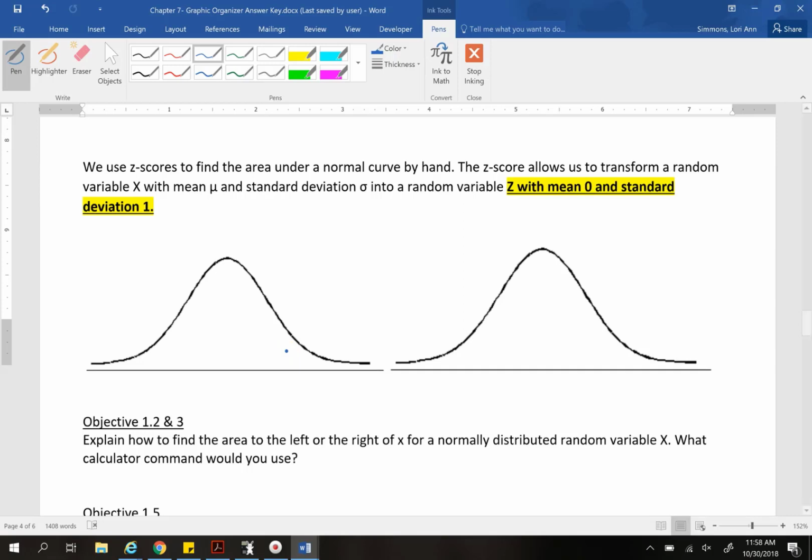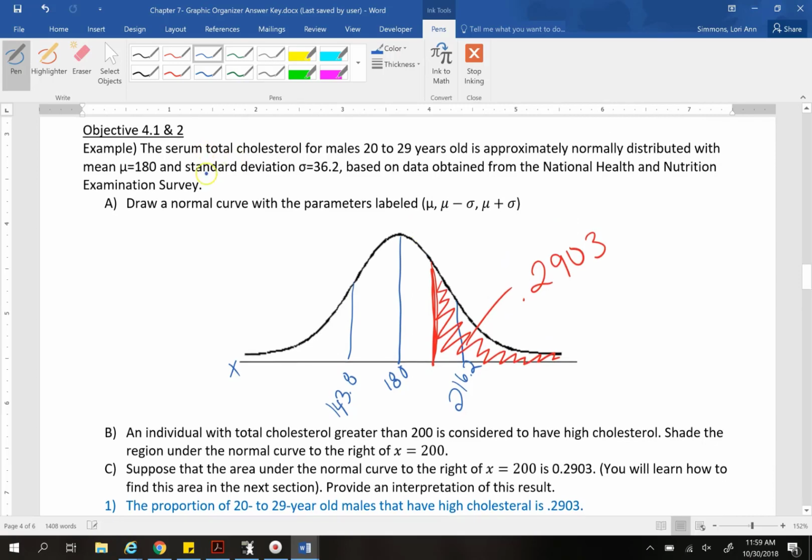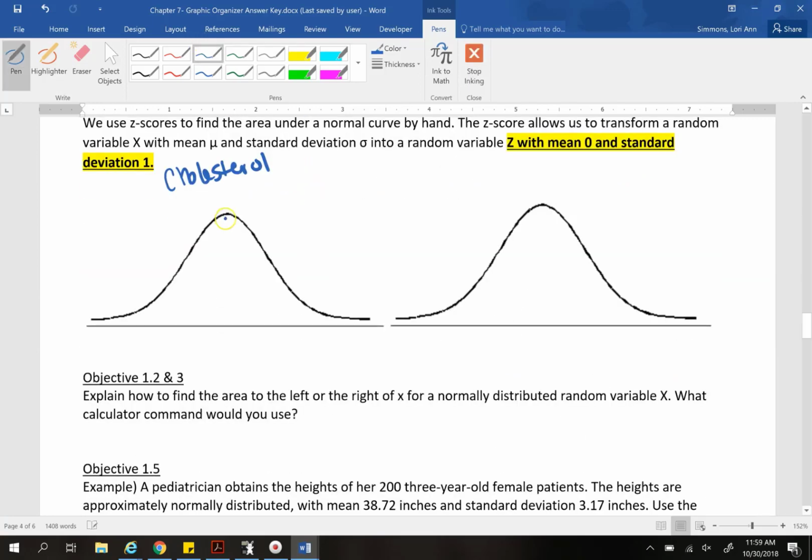So here we have two normal curves. We're going to go back up to the cholesterol example. The mean was 180 and the standard deviation was 36.2. We're working with the variable x, and then over here we're going to do z-scores. So first let's plot these. One standard deviation down was 143.8. One standard deviation above was 216.2. Just take the mean and add a standard deviation, and then subtract a standard deviation. And we were curious about cholesterol of 200, which was somewhere in here.